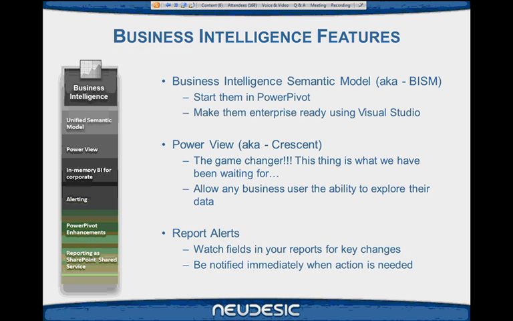Now, another neat addition that's been added in is report alerts. This goes beyond your standard report alerts that you've had in the past, because these are based on data thresholds. And what I mean by this is you could really watch your fields in your reports for key changes. For instance, if there's a percentage that I want to see go over 20%, and I'm anxious to see when we hit that 20% mark, I could say when this report in SSRS changes past 20%, notify me. And it could immediately notify me when action is needed on that item. So that's something that I think is very powerful for your end users to use.